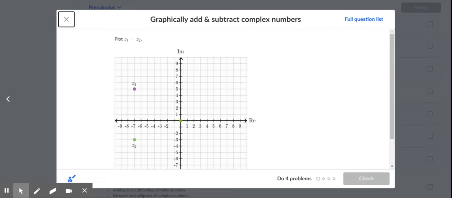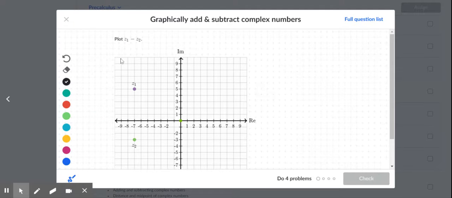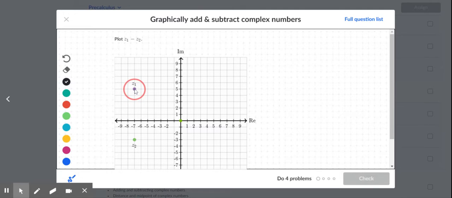All right, now we're going to add and subtract complex numbers, but they're going to start in a graph. Let's start by labeling each point here. It says take Z1 minus Z2. Well, Z1 is at the following coordinates.